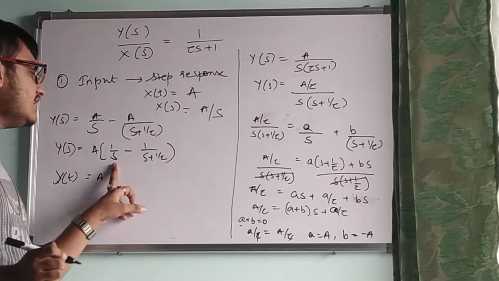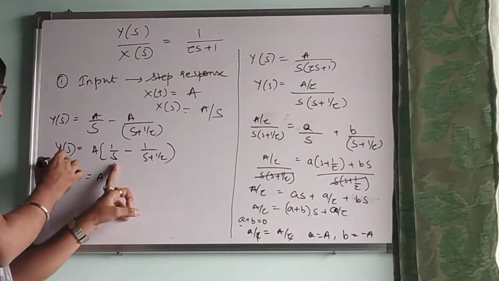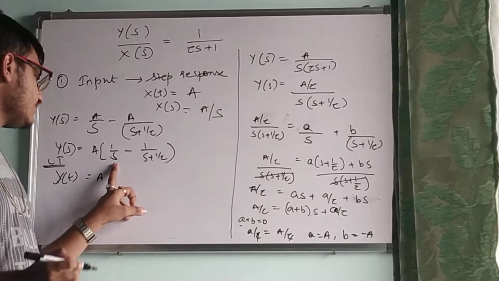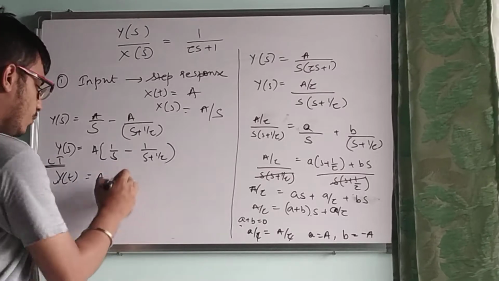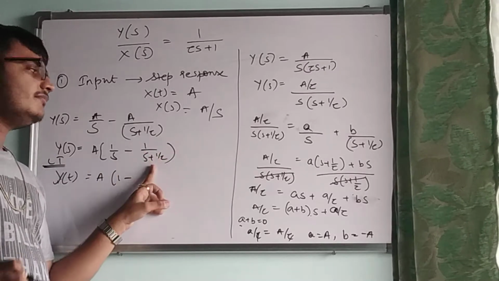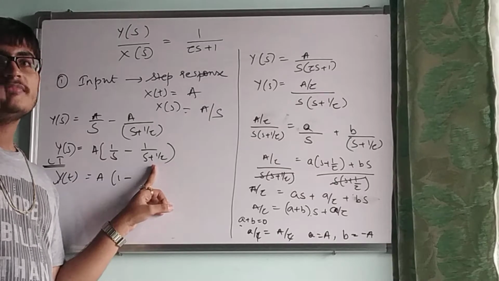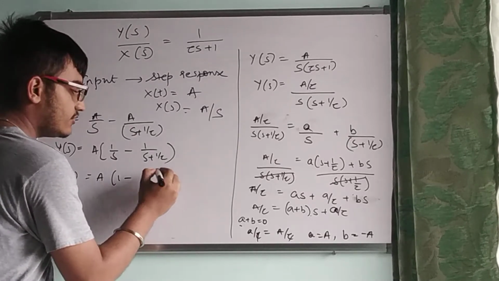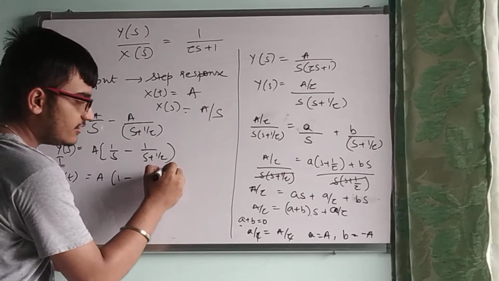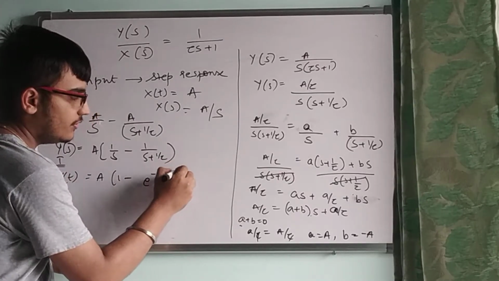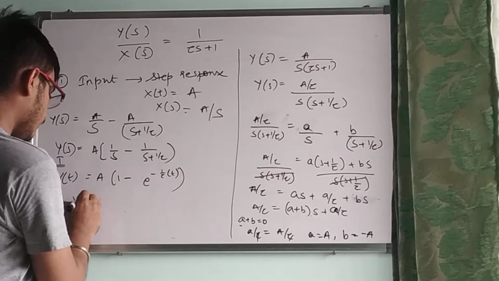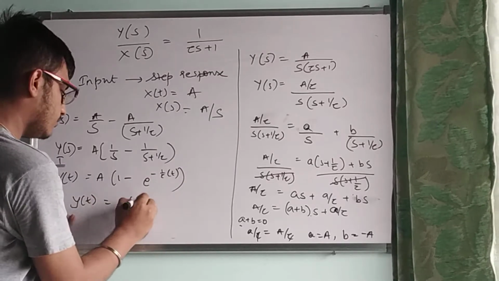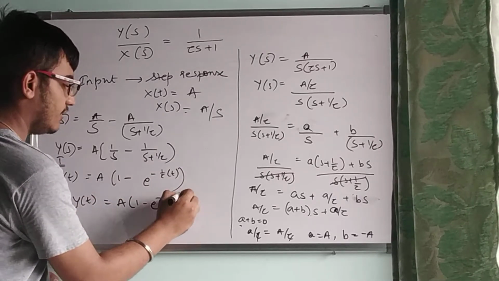A into the inverse Laplace transform, that means you are applying the inverse Laplace transform, of 1/s minus 1/(s + 1/τ). The inverse Laplace transform of 1/s is 1. And 1/(s + a) is e to the power minus at, so here it is e to the power minus t/τ. Therefore Y(t) is equal to A(1 − e^(−t/τ)).